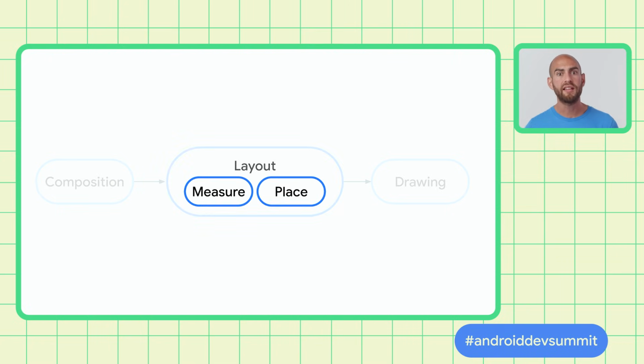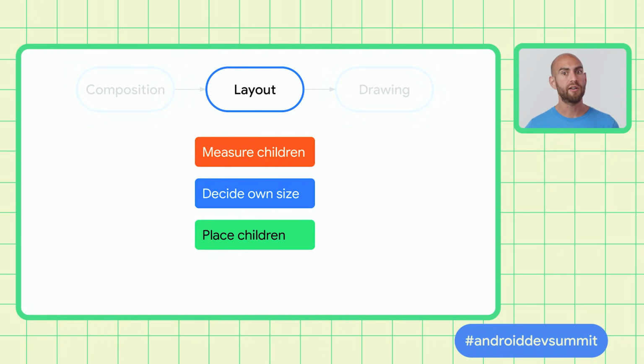There are two phases to the layout stage: measurement and placement. These are roughly equivalent to onMeasure and onLayout in the view world, but in Compose, these phases are intertwined, so for now, we'll consider it as a single layout phase. Laying out each node in the UI tree is a three-step process. Each node must measure any children, then decide its own size, then place its children.